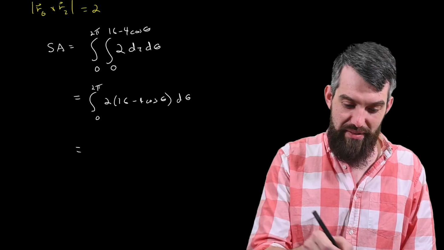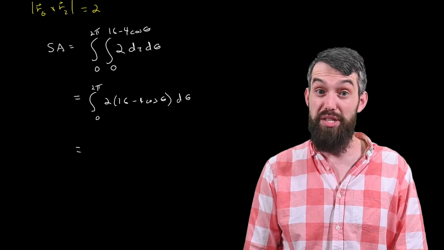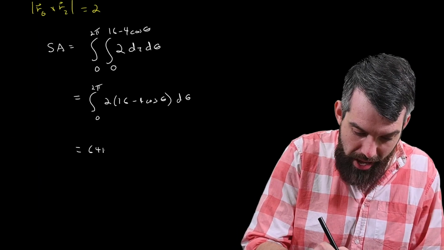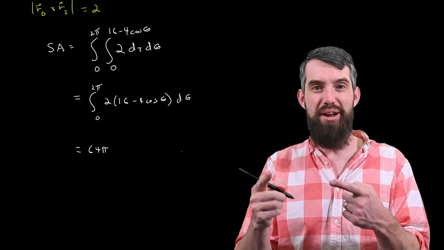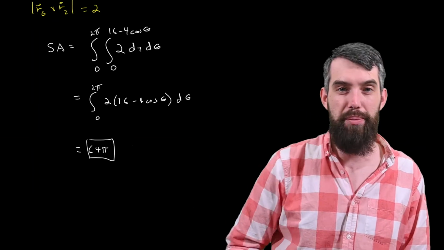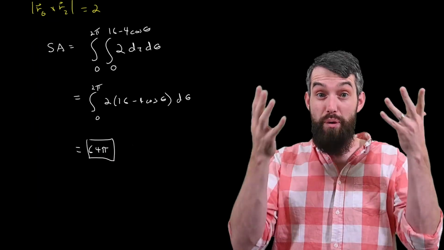This is all very nice. I have a 2 times a 16, which is going to be a 32. That's going to get multiplied by the 2 pi and become a 64 pi. Then I'm integrating cosine over its entire period, which I know is going to be 0. So actually, that's it. Final answer. All right, so that's the surface area for this particular region.